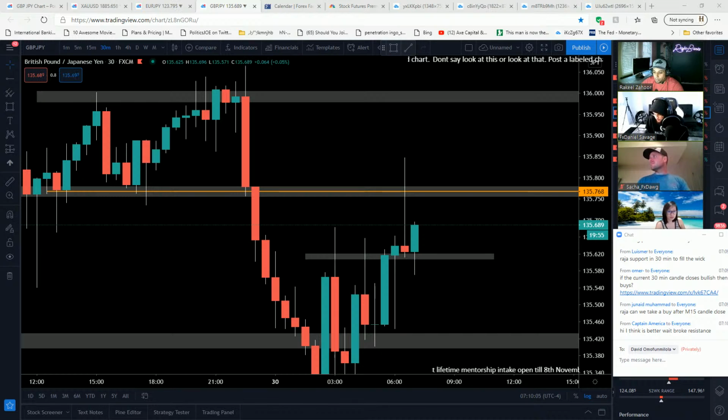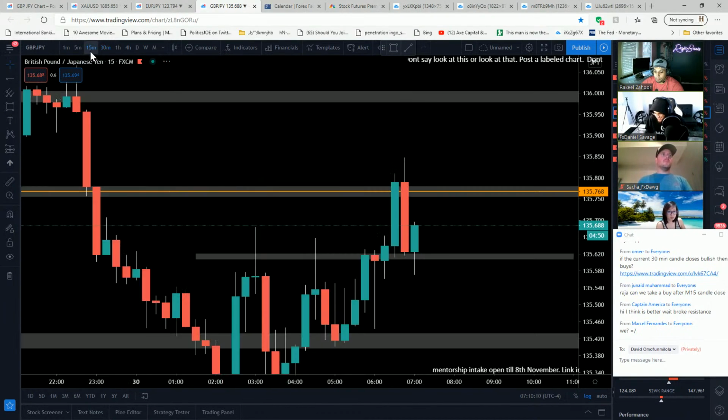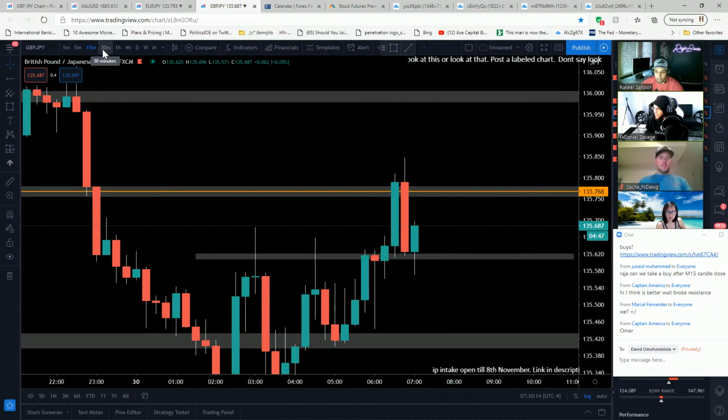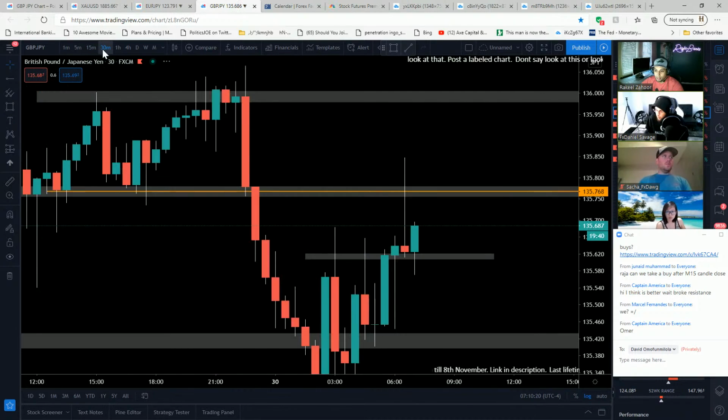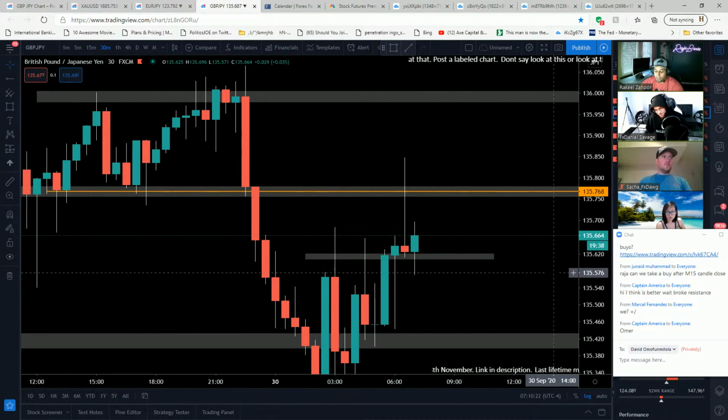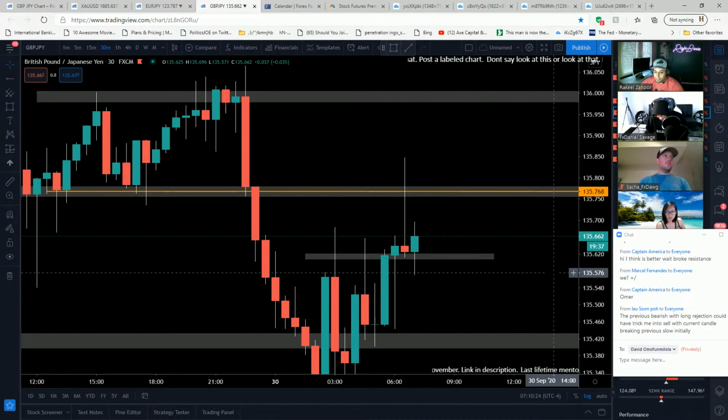Someone is asking, can we take a buy after the 15-minute candle close? Man, you can do whatever you want, but please don't ask me, can we take a buy? When you're asking me that, it just shows me you're not confident at all. So you might as well not trade today, or pay attention. I will never turn around and ask someone, hey, can I take a buy over here?